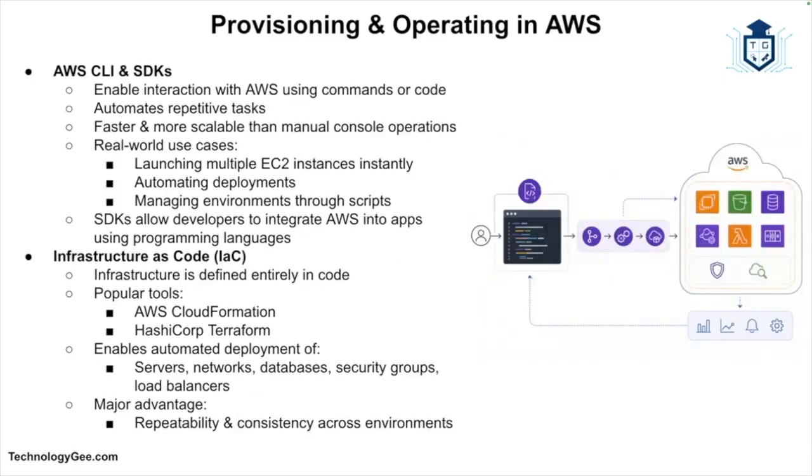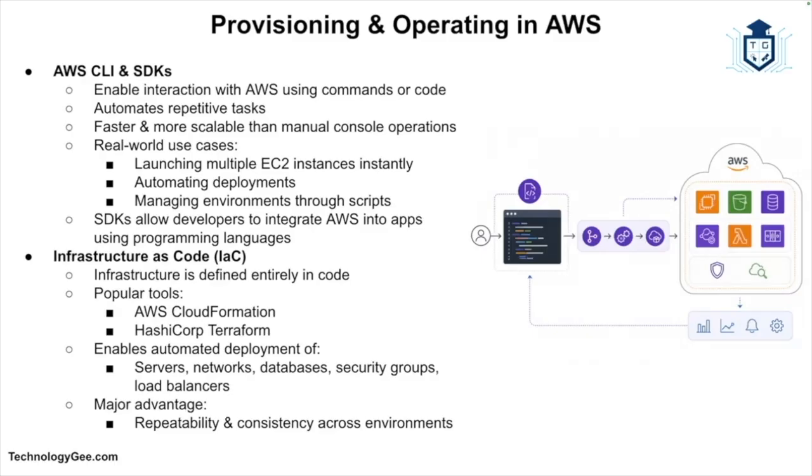And that's where more advanced methods come in, like the AWS command line interface and software development kits. These allow you to interact with AWS programmatically. So instead of clicking buttons, you're running commands or writing code to create and manage resources. So for example, instead of manually launching an EC2 instance, you can run a CLI command that does it instantly. Or better yet, you can write a script that launches 10 instances, configures them, and deploys your applications all in seconds. And this is how real-world environments operate.